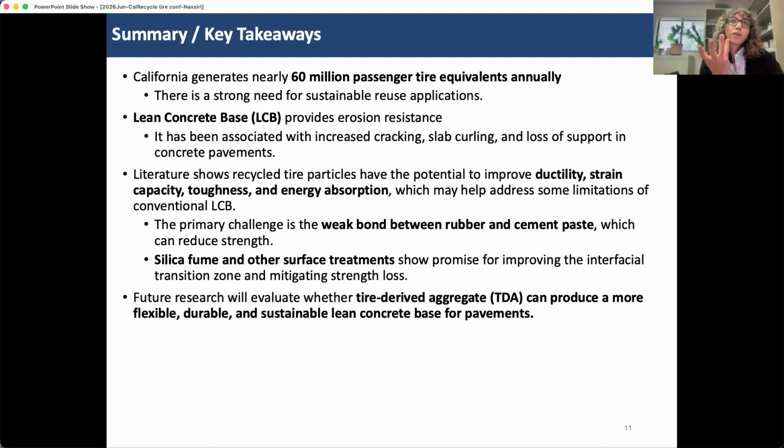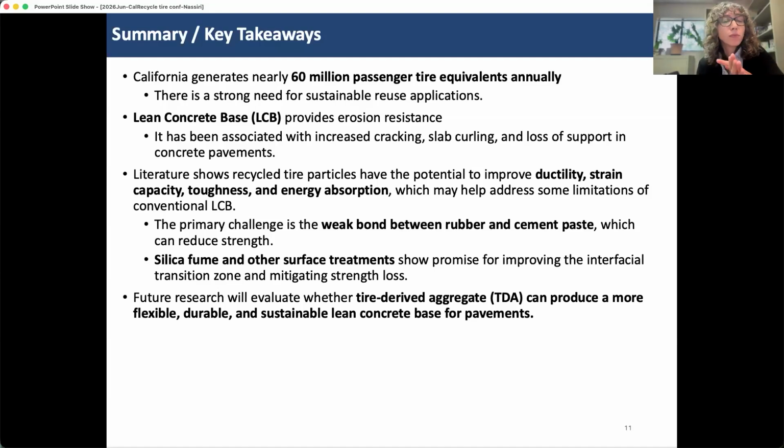And as I went over in a brief literature review, there is scientific evidence that we could potentially get some of those higher energy absorption, flexibility, and strain capacity from these TDA additions.